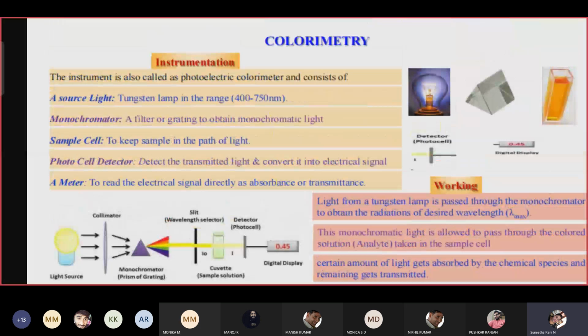The monochromator gives monochromatic light of different wavelengths, and there is a sample cell to keep the sample holder. The photocell detector is used to convert the absorption signal into an electrical signal for the display. A meter is used to measure the absorbance and transmittance. So you can see here the working and instrumentation part of the colorimeter. This is the source, usually a tungsten lamp, this is a prism, how it looks, this is a cuvette, the sample holder, how it looks, and this is how the display looks in the digital photometer or digital colorimeter.